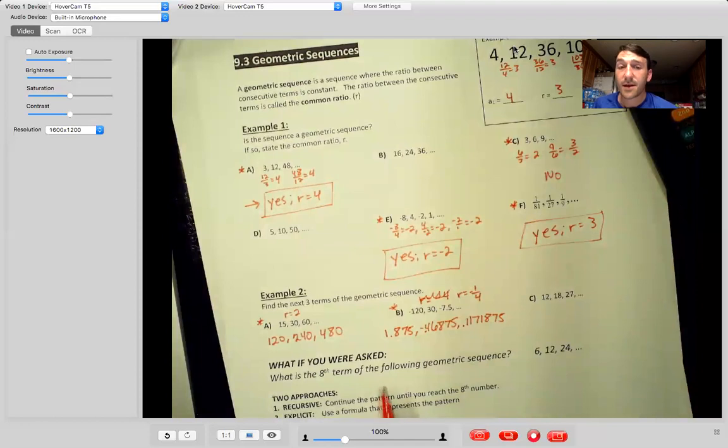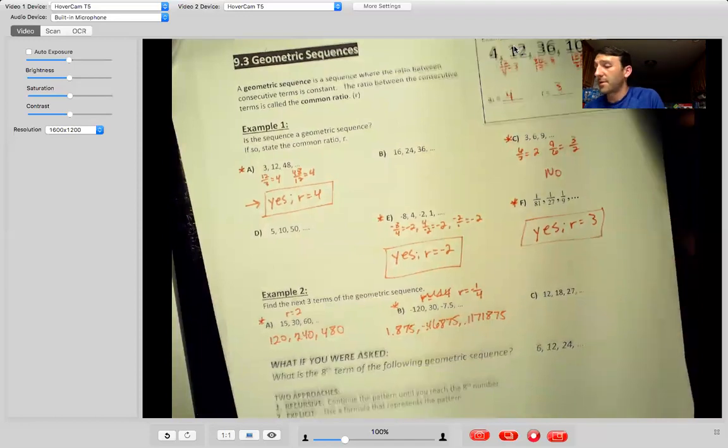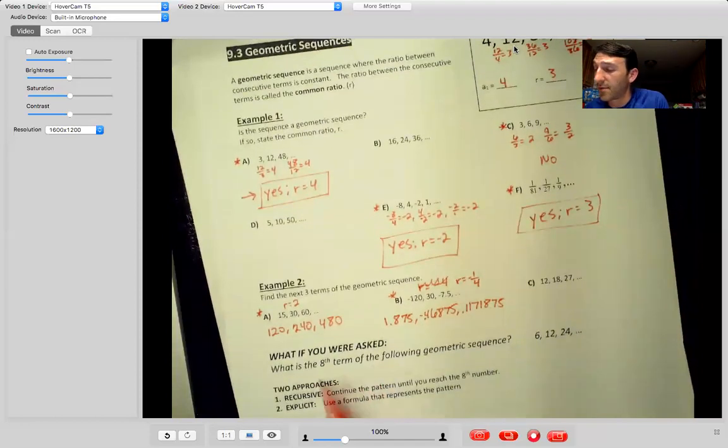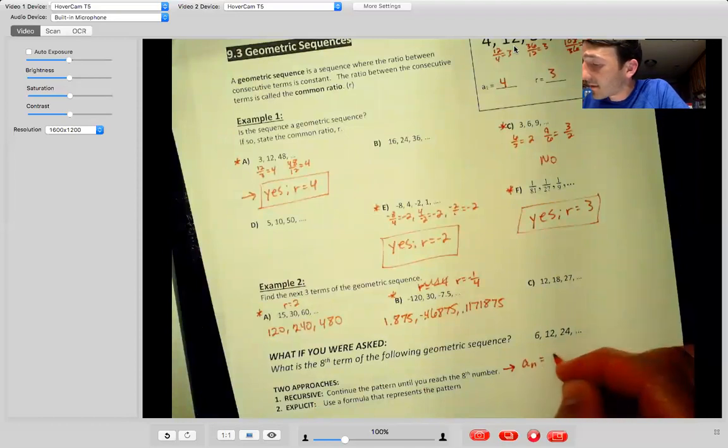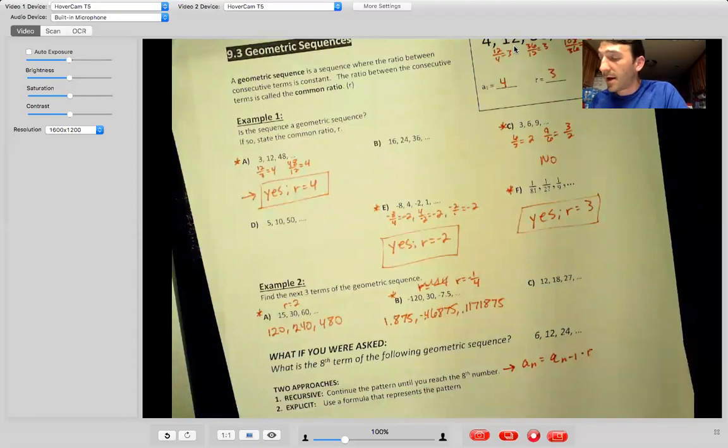All right, so now we get to, I think, the main part of the lesson, really. So what if I asked you to find the eighth term? Well, just like with an arithmetic sequence, we could take the recursive approach, which would just be to say, okay, a sub n is just equal to a sub n minus 1, which is the term before, times r, which is the common ratio, or explicit.